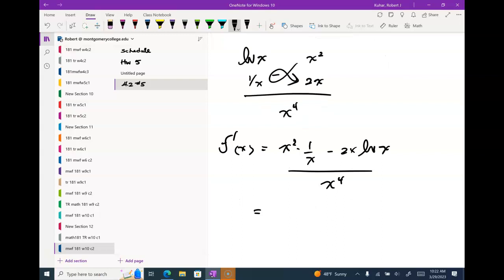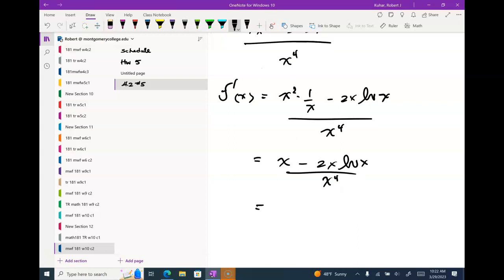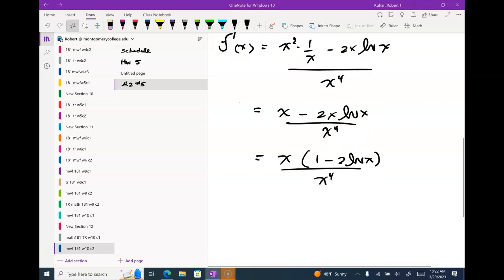It looks like I can cancel 1 x here. x minus 2x ln of x all over x to the 4th. And I see I can factor an x, right? So I can factor an x. I get 1 minus 2 ln of x all over x to the 4th. So the final answer for my derivative is 1 minus 2 ln of x over x cubed.